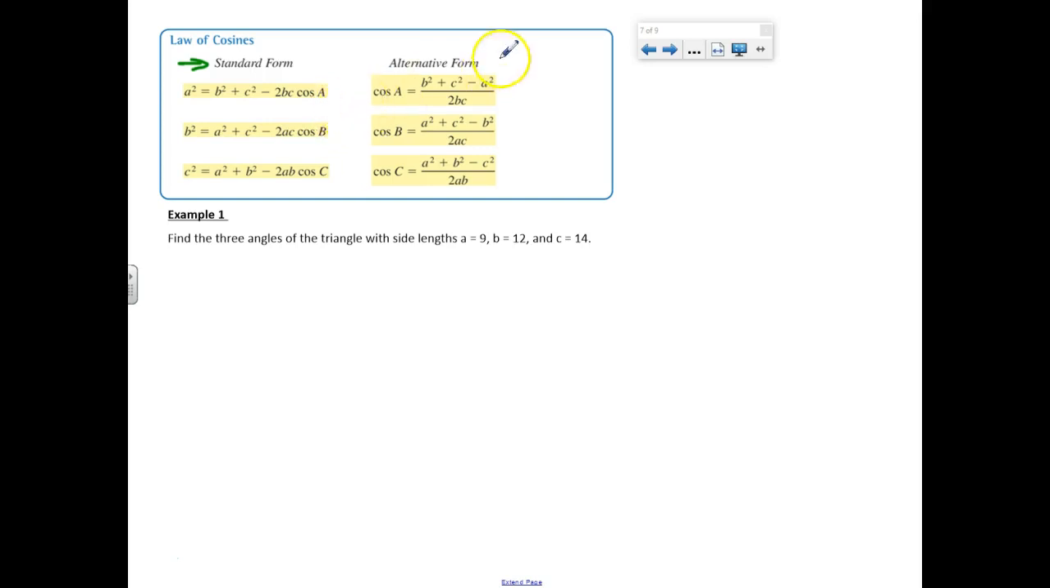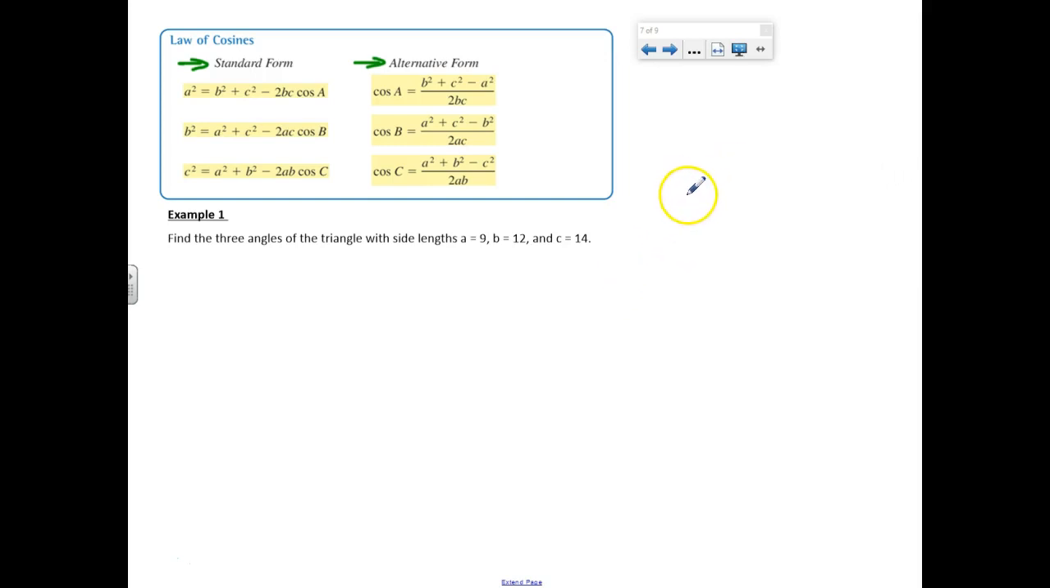Here on the notes we also have an alternative form given. Note that in this form your equation is in terms of cosine of an angle. Keep in mind that you can always come up with the alternative form of the equation simply by solving for cosine of A. We're going to take a look at 3 examples that are pretty straightforward, and then in class tomorrow we will be completing more real-world applications.